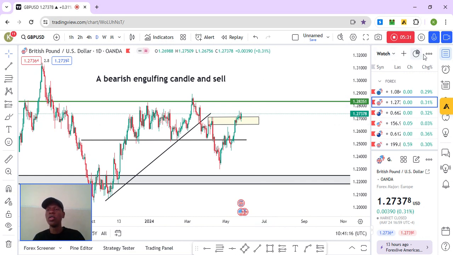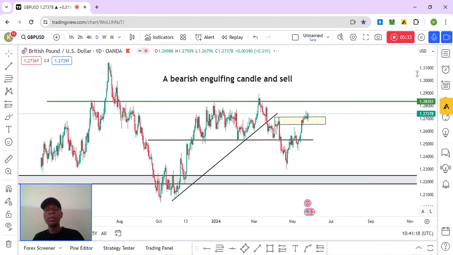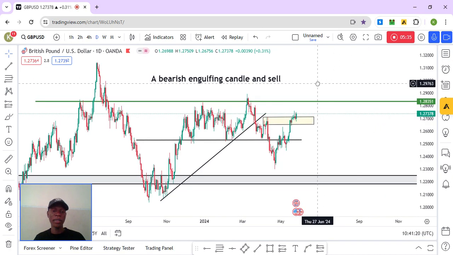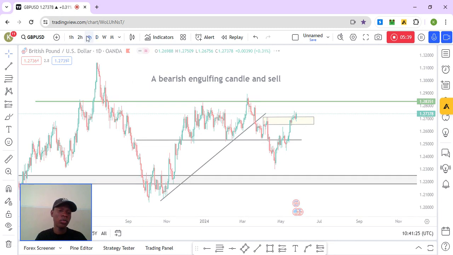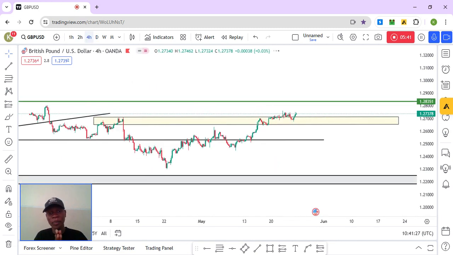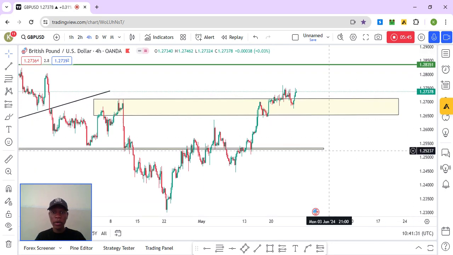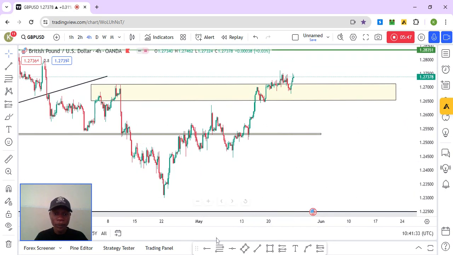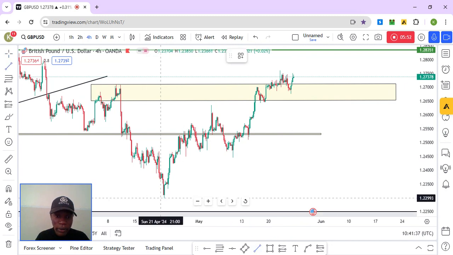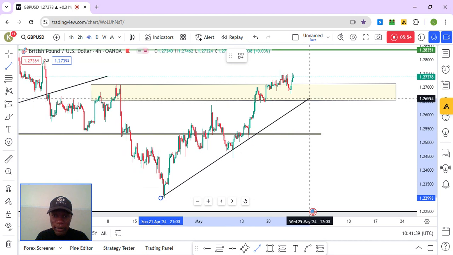What we just have to do on GBP/USD is to be patient. We have to be very, very patient. We just have to scale down to our lower time frame. We will scale over to the 4 hours time frame. Then we'll draw a counter trend line from the lowest point to it. We will let it slide like this.